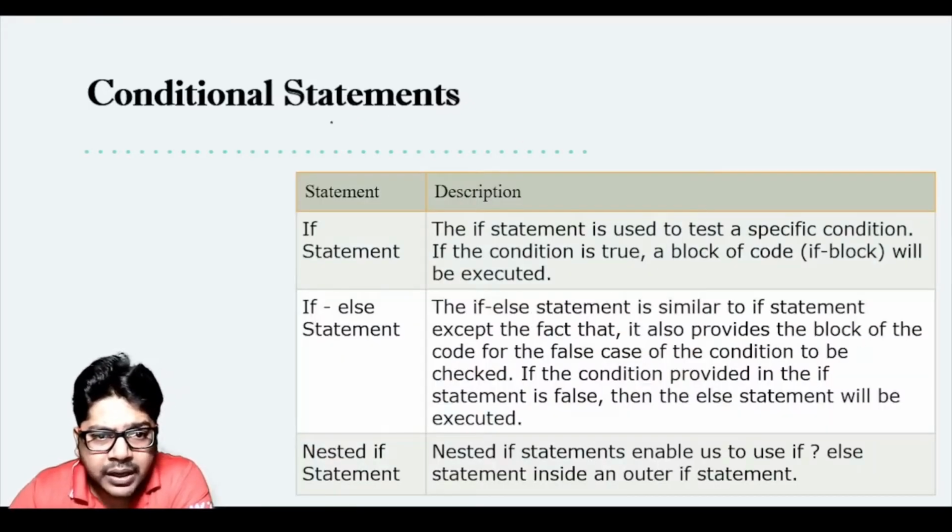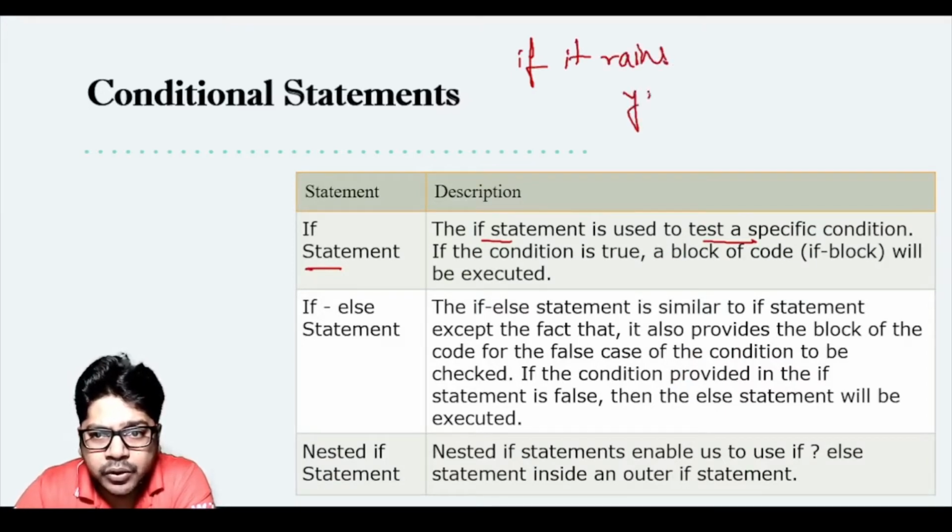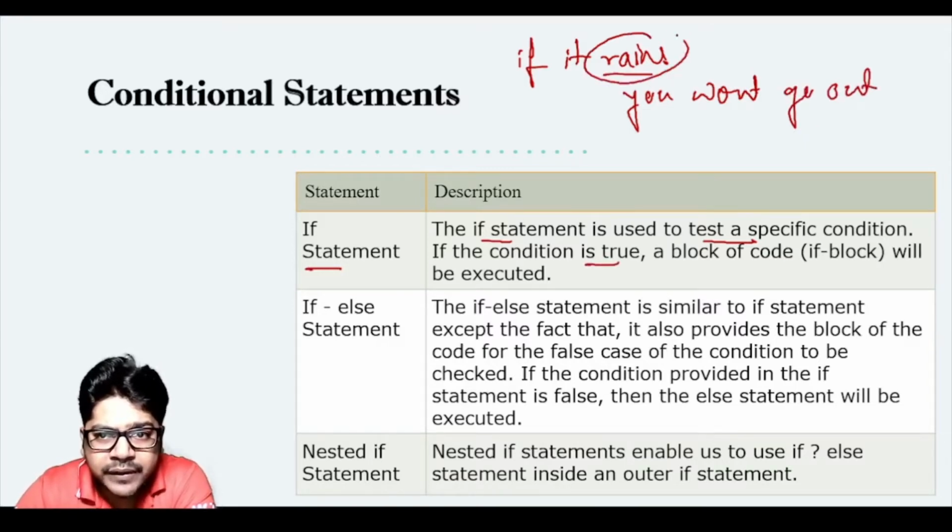Okay, so now coming back here, the if statement is used to test a specific condition, like we were checking if it rains, right? If it rains, then you won't go out. So this is what we were doing. It is checking a specific condition, whether it is raining or not. And if this condition is true, if it is raining, then the block of code will be executed. What is the block of code? That you won't go out. This block of code will execute. This is if.